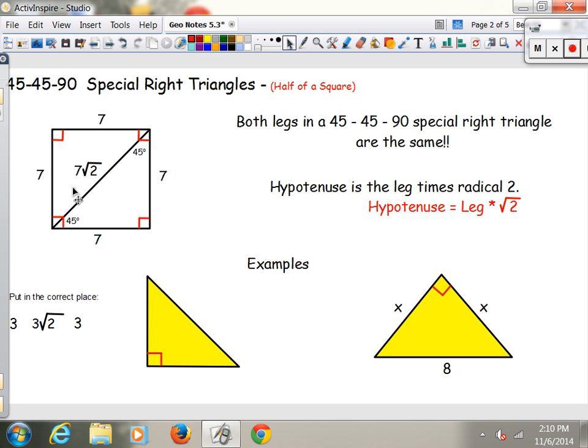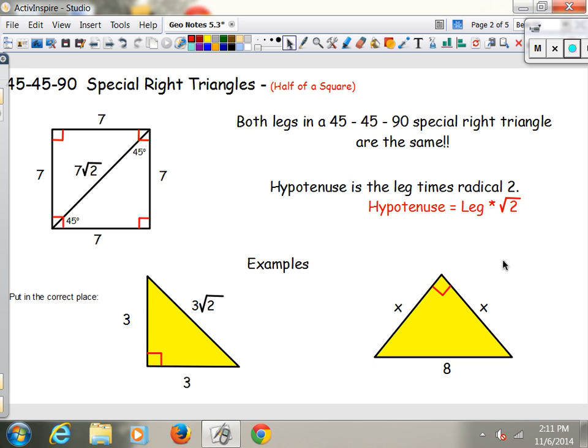Now let's see if we can fill in the right pieces there at the bottom. Fill in the right piece. Where would this 3 go? So I could put it here? What about over here? No. Down here? Okay. What about this 3 radical 2? Hypotenuse. And then this 3 would have to go here. Yep.